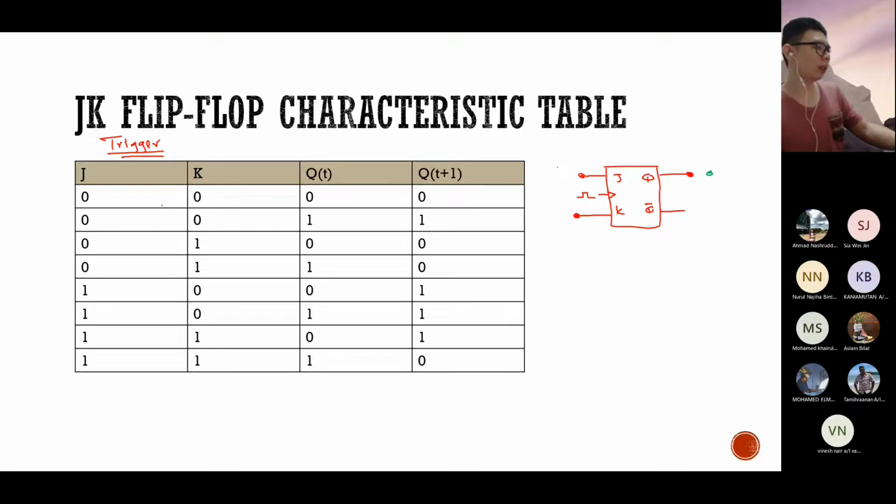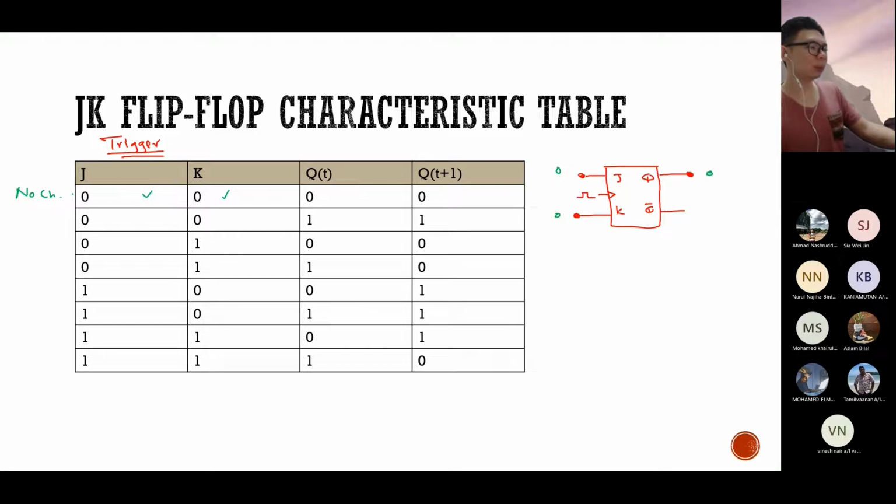So what happens if you give a 0, 0 to the J and K over here? So we give a 0, 0. If you give a value of 0, 0 like this, what happens is that this puts your flip-flop into a no change mode.